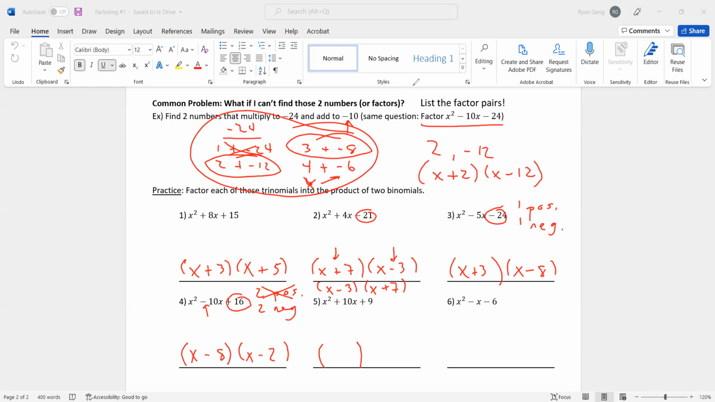Number 5. People aren't used to the product being smaller than the sum. When you have the product smaller than the sum, more than likely you're using 1, and in this case you are. 1 and 9, right? 1 and 9 multiplies to 9. 1 plus 9 is 10.